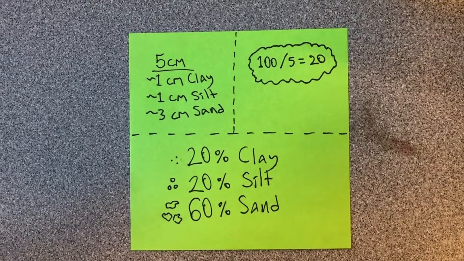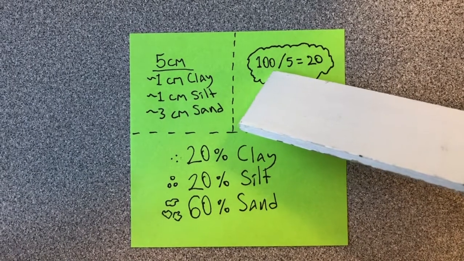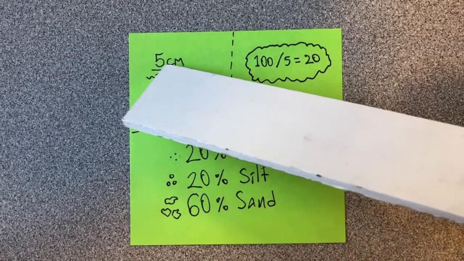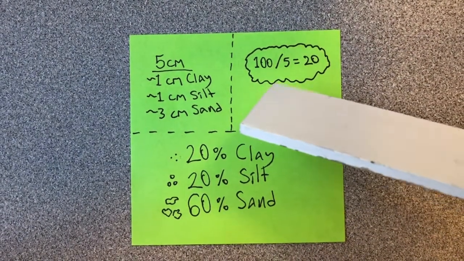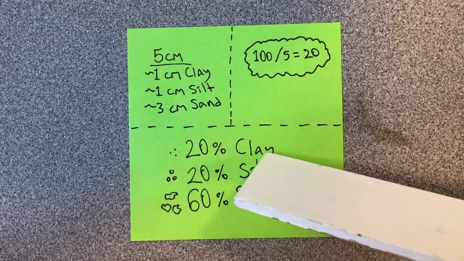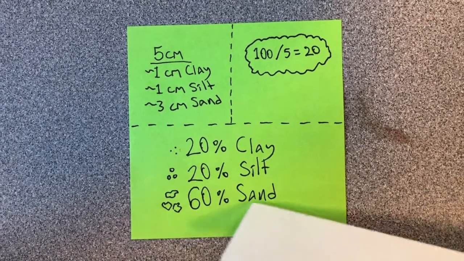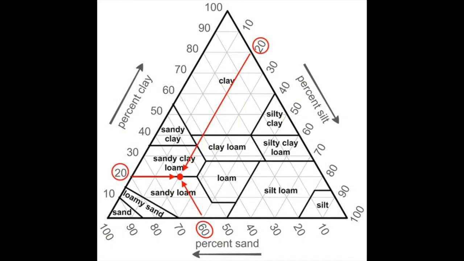So converting that to percentages, we've got 100 for our percentage points divided by 5, our total cover, and that equals 20. So 1 centimeter equals 20%, roughly. Then that means we have 20% clay, 20% silt, and 60% sand in our Big Hill Park soil. So now if we look at the breakdown of our own Big Hill Park soil on the soil texture triangle, you can find where all of these percentages converge.